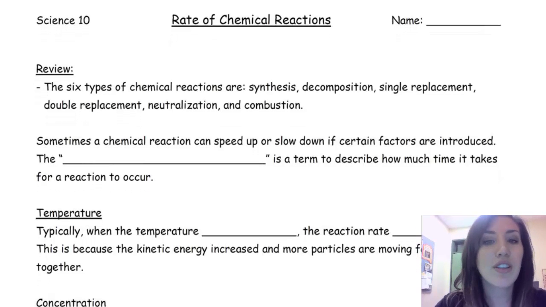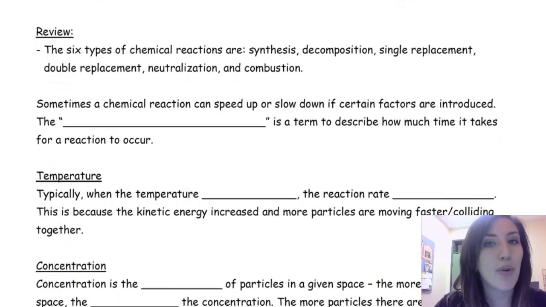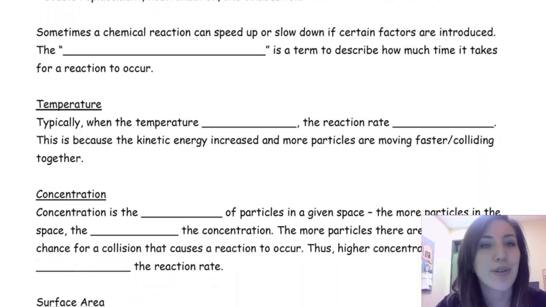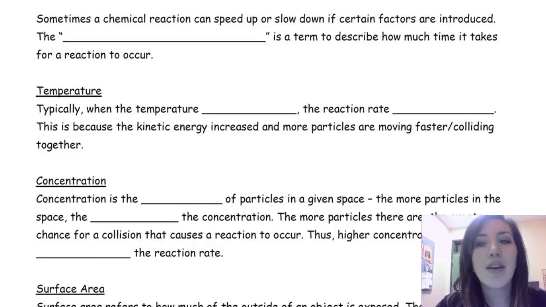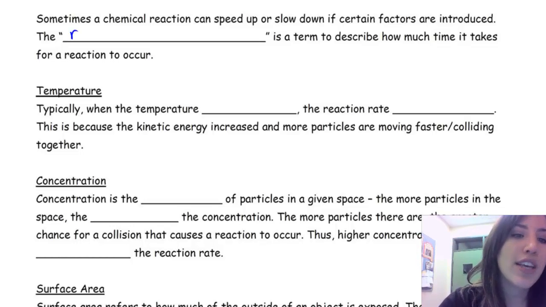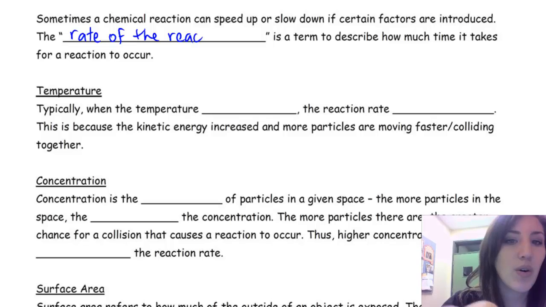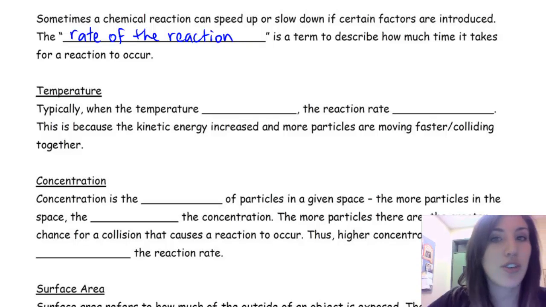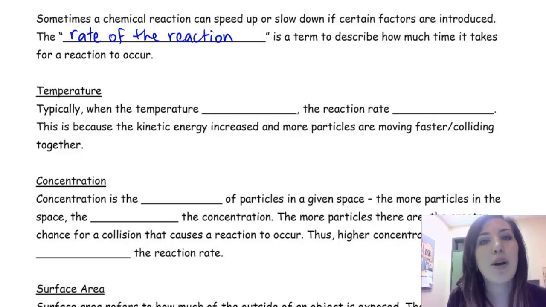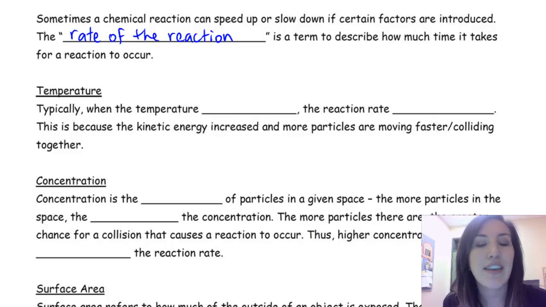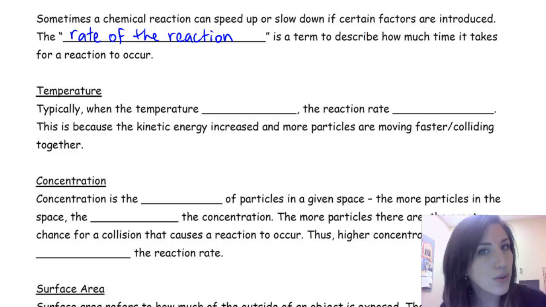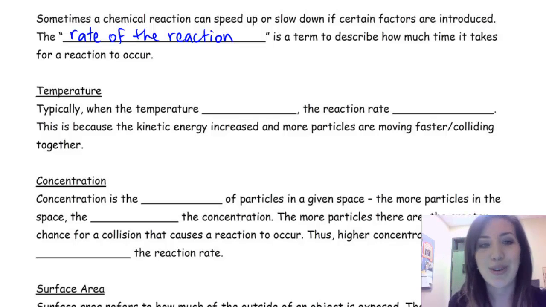So today we're going to learn about how to speed up or slow down some of our chemical reactions. So when we are talking about how fast or how slow, we call this the rate of the reaction. Or sometimes you might say the reaction rate. So that's just talking about how long it takes. If it has a fast reaction rate, it happens quickly. If it has a slow reaction rate, it happens slowly.